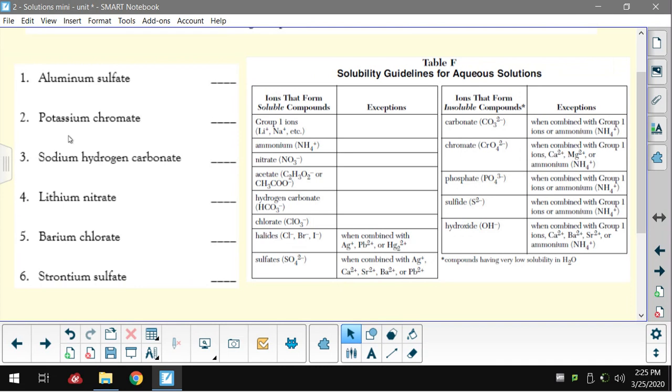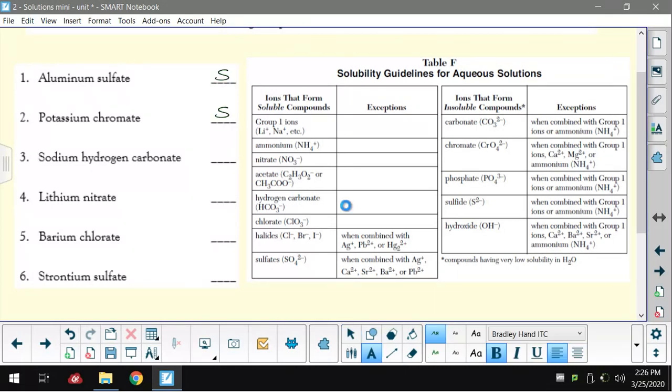See how that works? The second one, potassium chromate. Well, I'm going to stop right there with potassium because I know potassium is a group 1 metal, and group 1 metals are always soluble. So that one too is going to be soluble. So those two would both get a soluble notation.